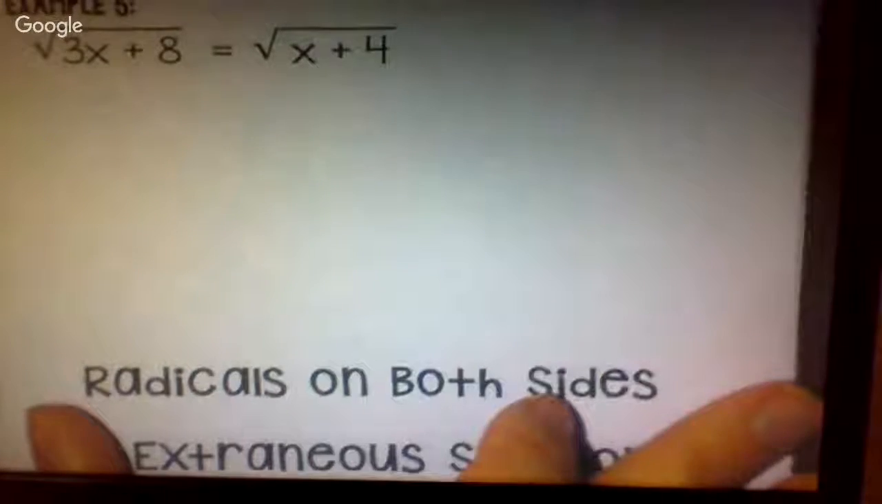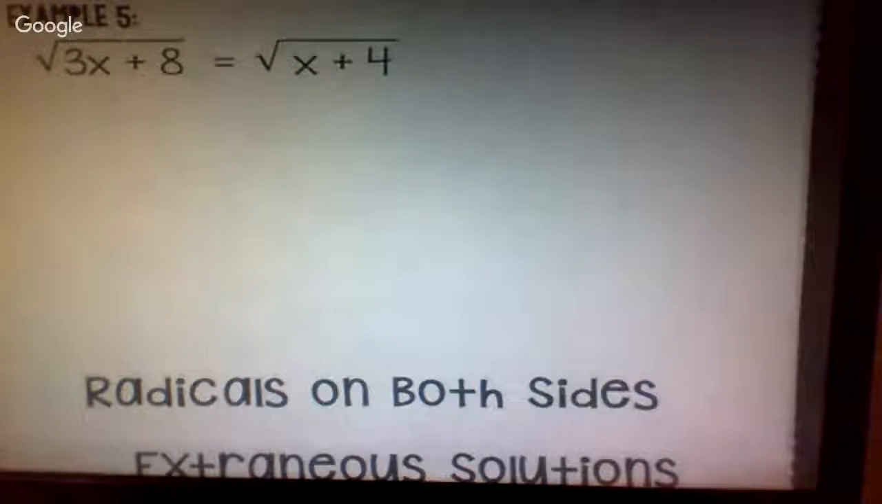Okay. Last one. Example number 5. Again, I've got square root on both sides, so I need to get rid of them. We square both sides. So we get 3x plus 8 equals x plus 4.